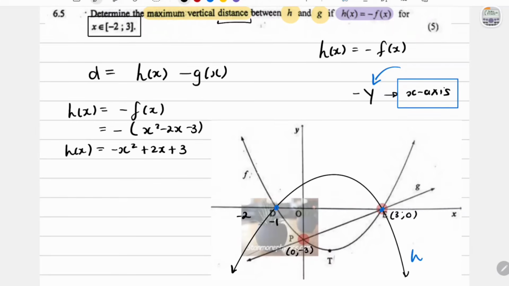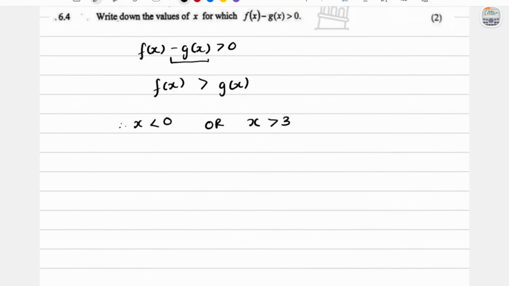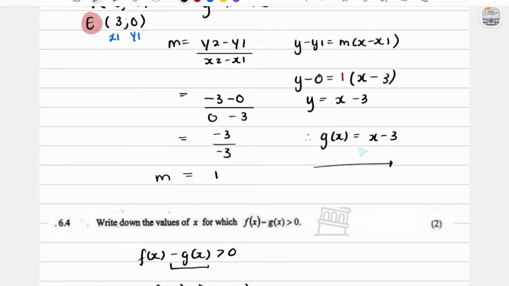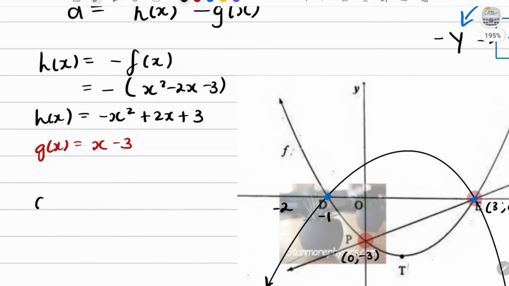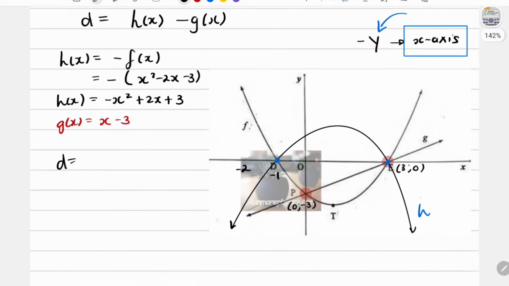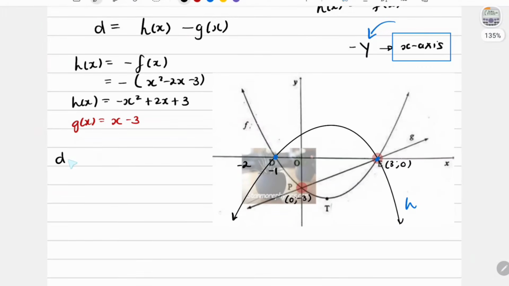Okay, so let me put down the graph of g, which we already have. The graph of g was this. Let me put that down. So our vertical distance, we're going to find that by saying our graph of h minus our graph of g. So that is our negative x squared plus 2x plus 3 minus, now you see that you're subtracting by g and g has two terms, so you need to protect it with brackets. So minus (x minus 3).